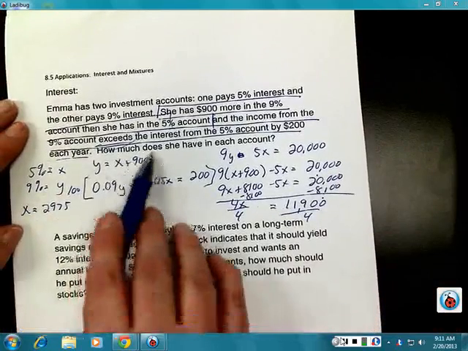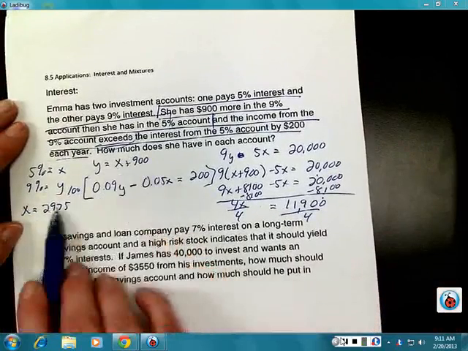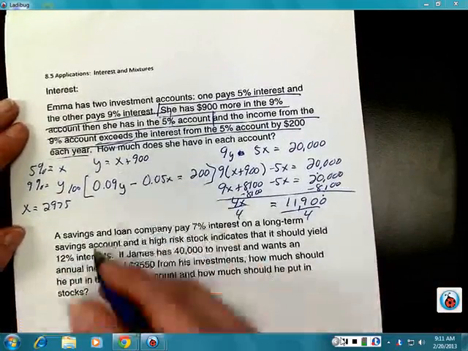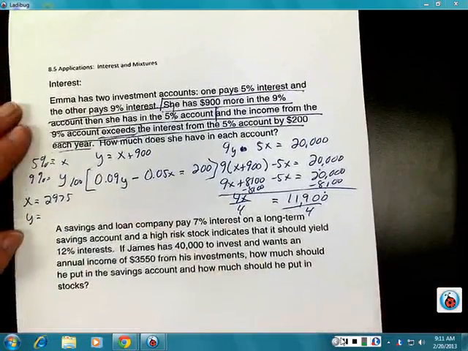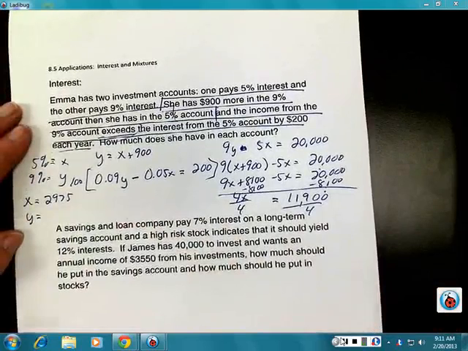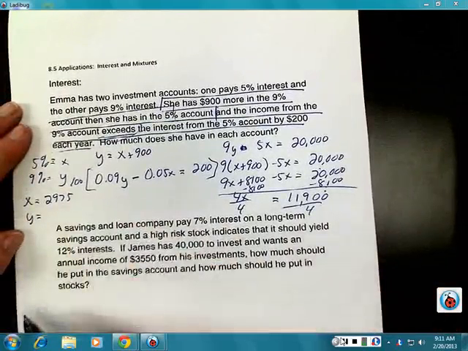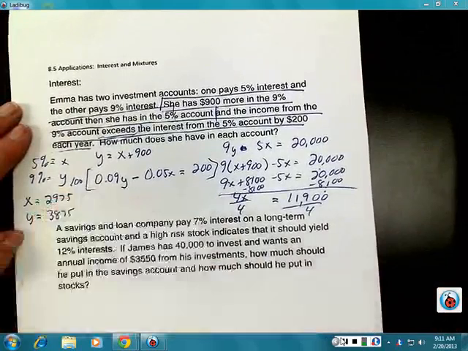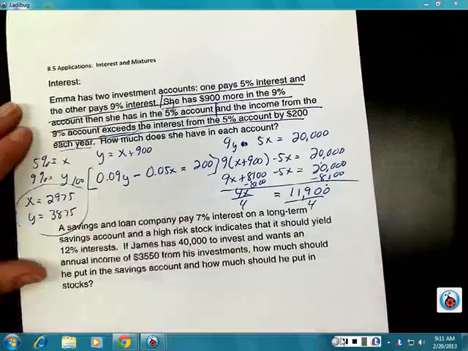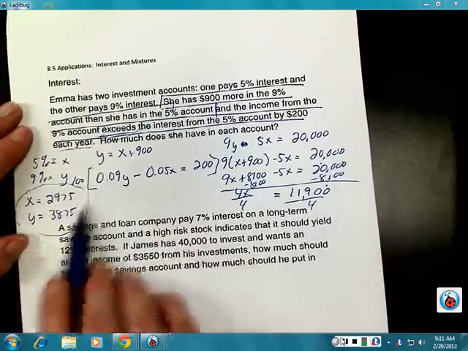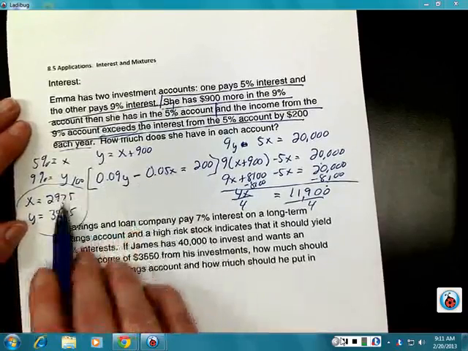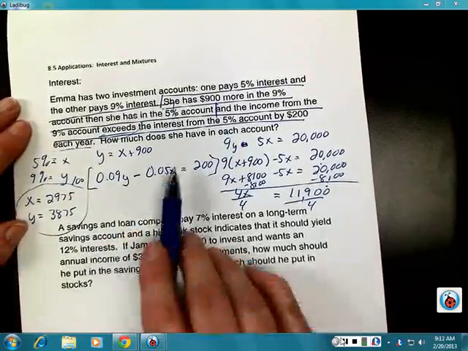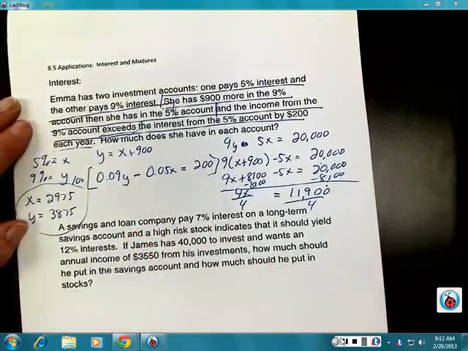And now I need to find out what Y is. So in Y's case, I'm going to add this 2,975 plus the 900. And what does Y come out to be? Trust in you guys with your calculators out there. Is that plus 2,975? Yep, plus 900. Okay. And that's my two pieces that are invested. And if you check it, 0.09 times 3,875 minus 0.05 times the 2,975 should give you 200, if we did it right. We okay? What do you think?